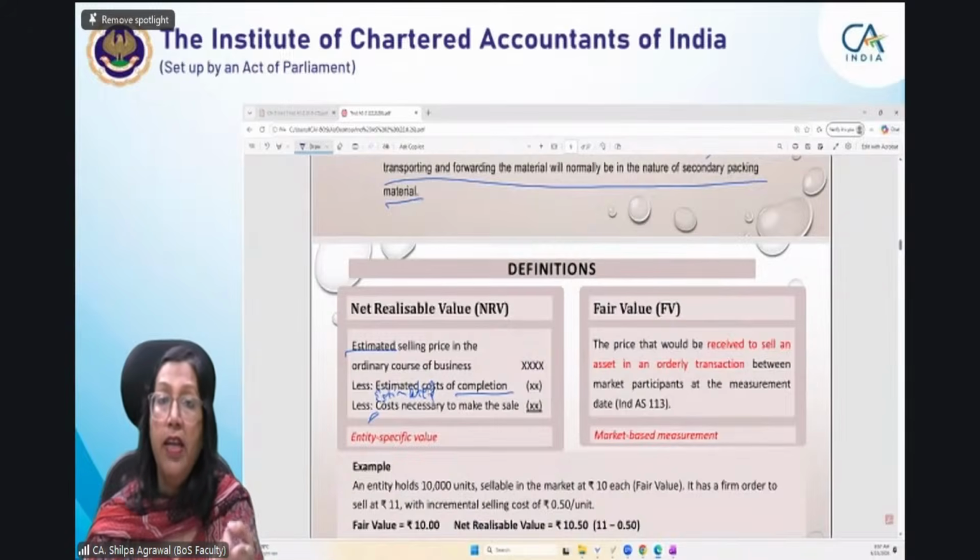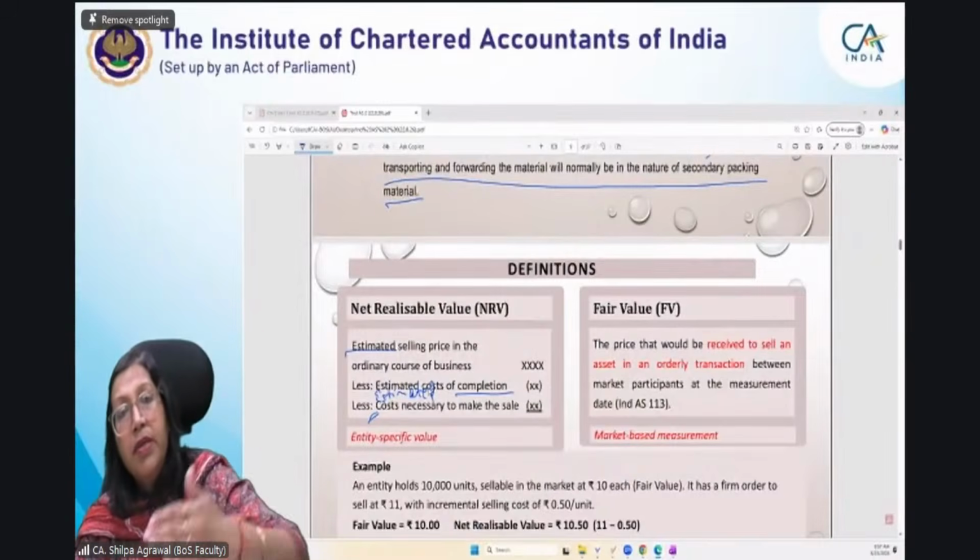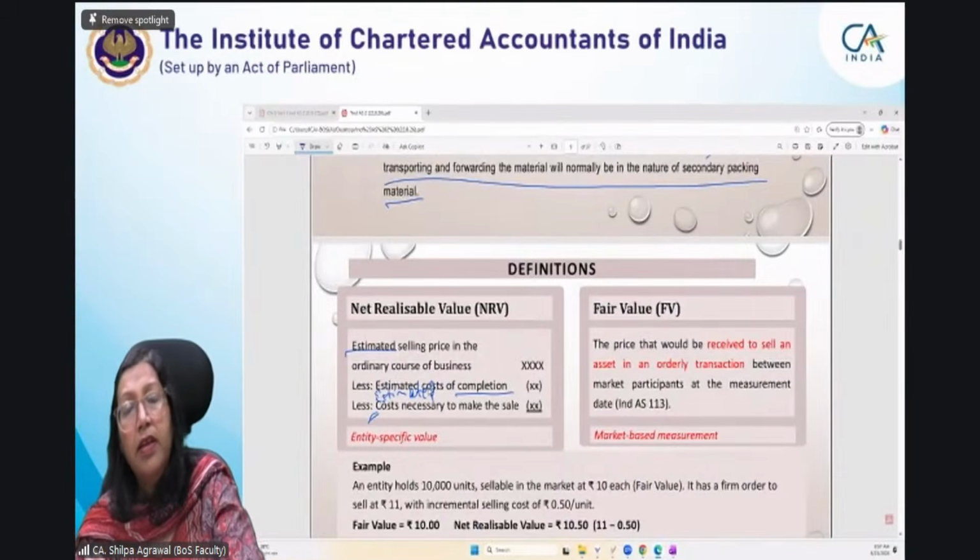For fair value, we have already talked about fair value less cost to sell being used for agricultural produce or for commodities. There, fair value measurement is to be done, and we are saying that the measurement part does not fall under Ind AS 2.